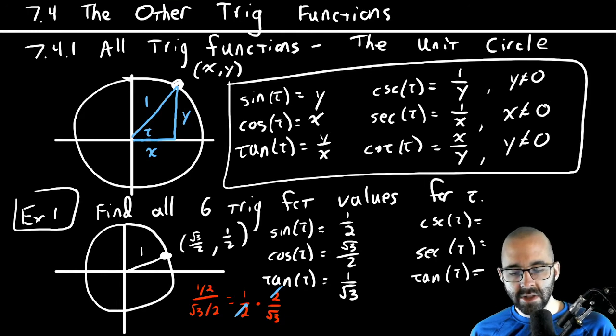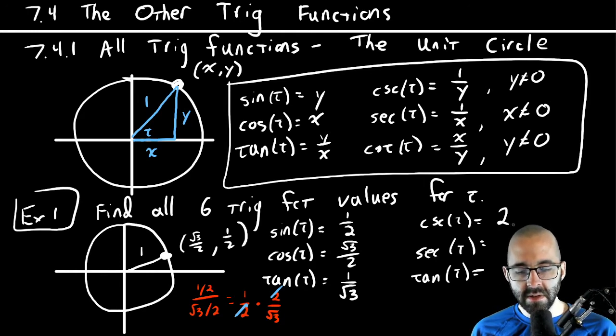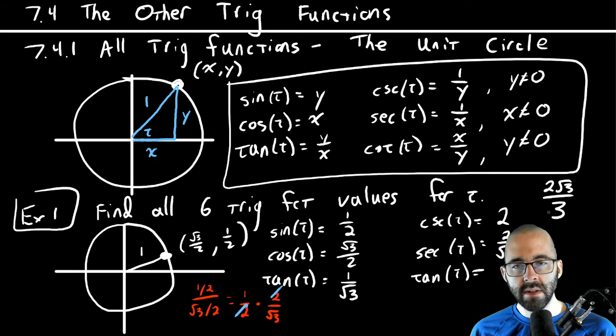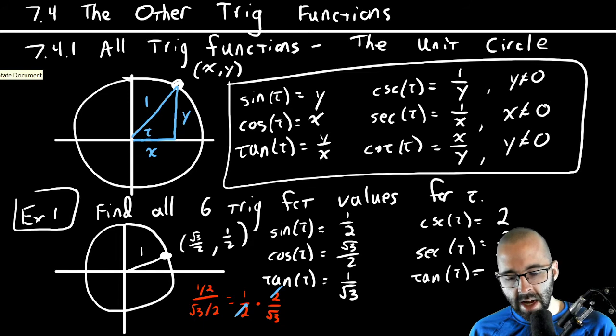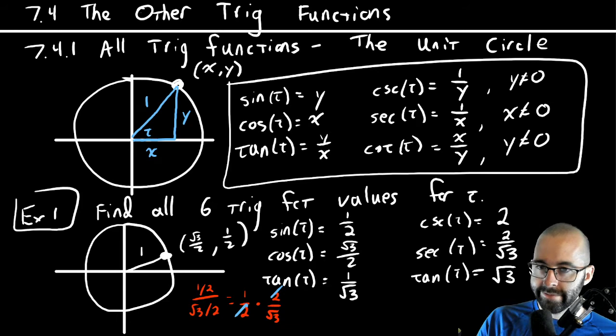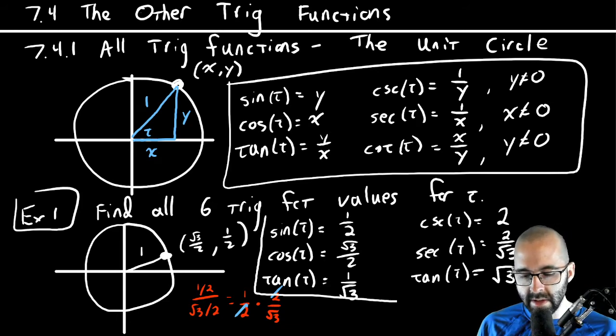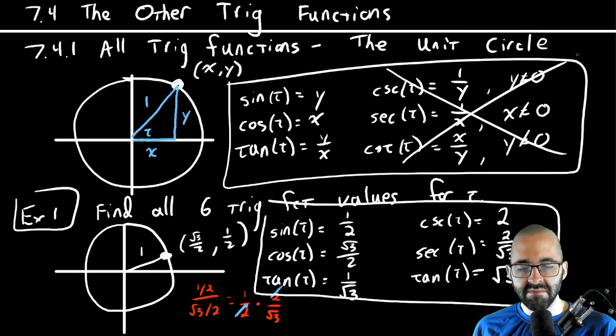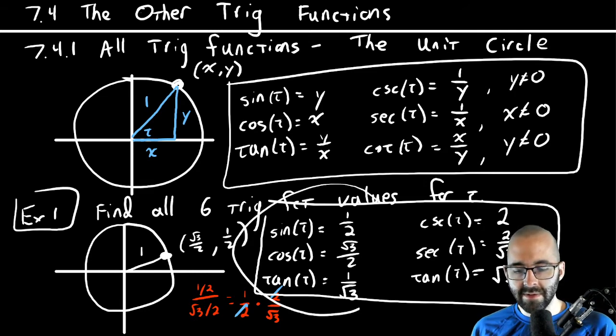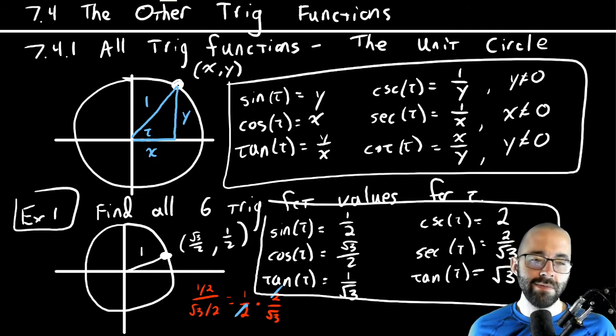And then the rest are just the reciprocals. So the reciprocal of 1/2 is 2. The reciprocal of the other one is 2 over root 3. But again, the book would write this as 2 root 3 over 3. But you don't have to write it that way. You can if you want. And the reciprocal of 1 over root 3 is just the square root of 3. All right, so notice, by the way, when I did this problem, I didn't use those formulas at all, right? I just used these and then took the reciprocal. You can do the same thing.